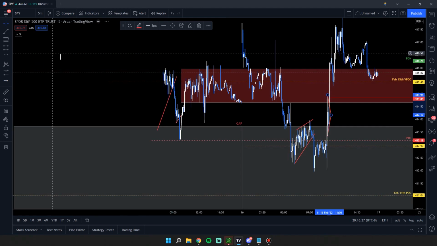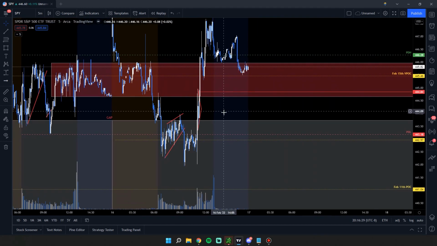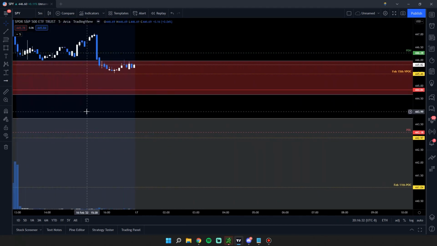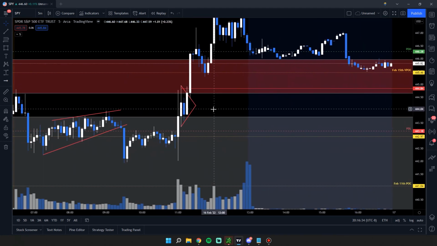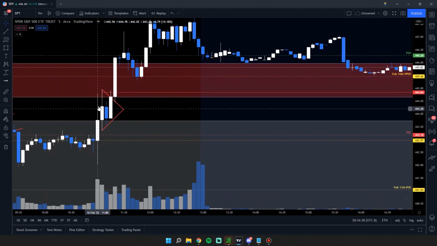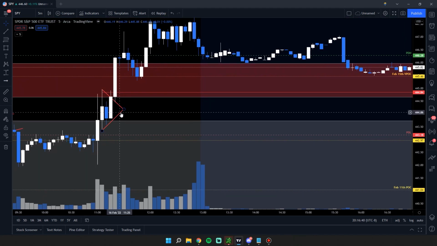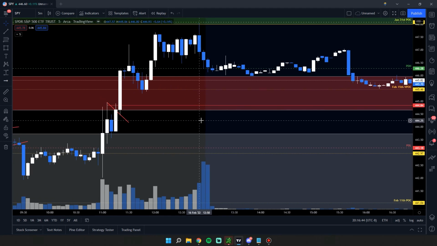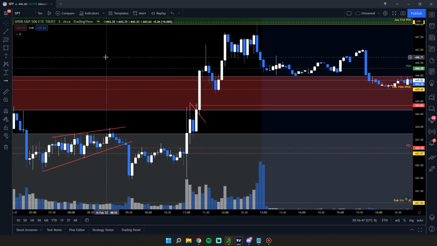A lot of professional day traders will trade on the 5-minute time frame. And again, the pattern will look different, but you will find the same patterns, just on different time frames.